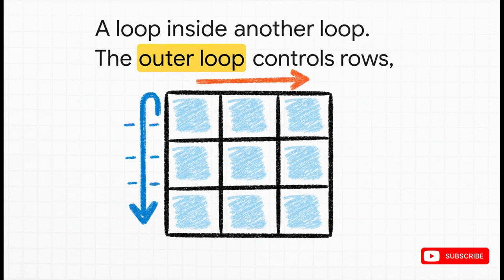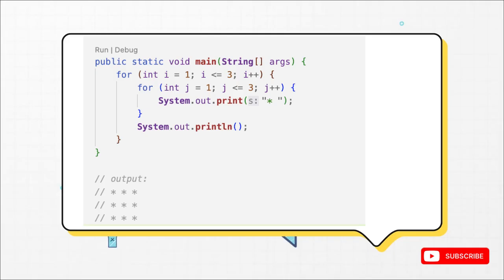The easiest way to wrap your head around it is this. The outer loop controls the rows, and the inner loop controls the columns. So, let's say we want to make a 3x3 square of stars. Here's how it works. The outer loop runs one time for the first row. Then, the inner loop takes over and runs 3 times, printing a star for each column in that row. Then, the outer loop runs a second time for the second row, and again, the inner loop prints 3 stars. You see the pattern? It's a really simple way to build out perfect grids.